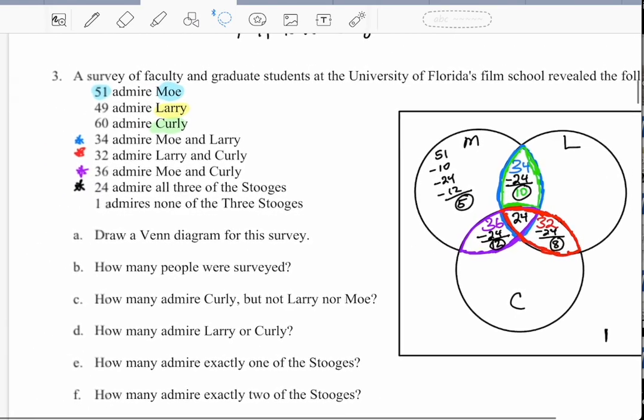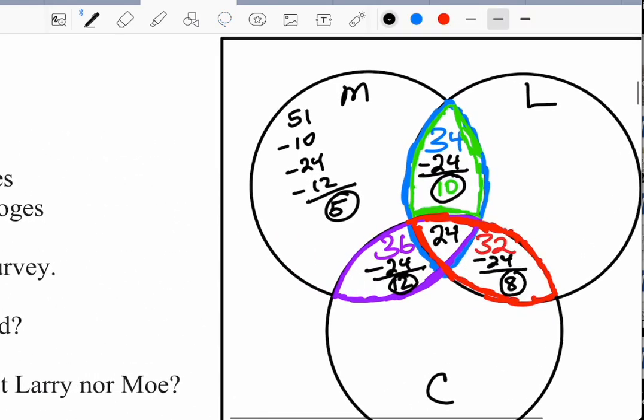All right, so Larry has 49 admirers. So we knock off anything that's in the Larry sphere of influence, minus 10, minus 24, minus 8. So 49 minus 10 is 39. Then we're looking at 15 when we subtract off the 24. Then we subtract off 8 from the 15 and we get 7.